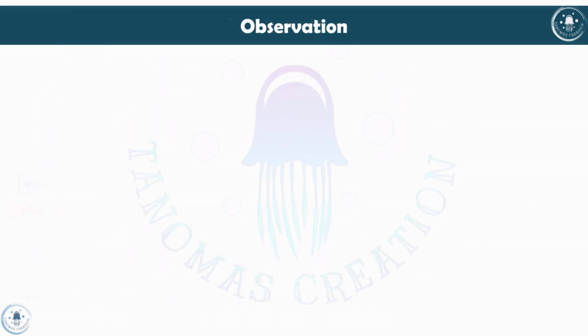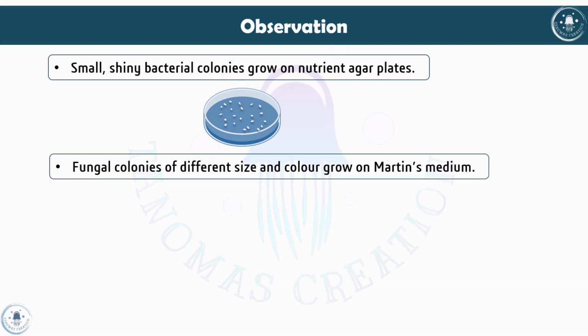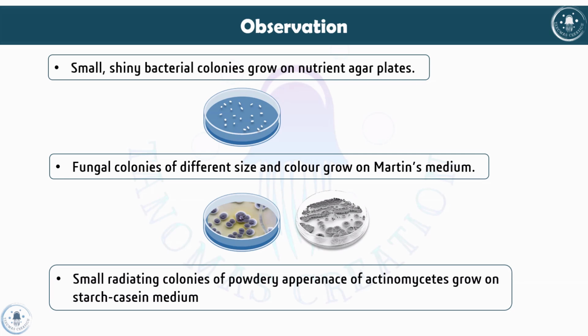Now the observation which we'll have after growing it in the agar plate, we'll find small shiny bacterial colonies that have grown on the agar plates, as shown in this picture. Now fungal colonies will obviously have different size and color, as you can see, and small radiating colonies of powdery appearance will come for actinomycetes. So this is how the bacterial colonies will occur.